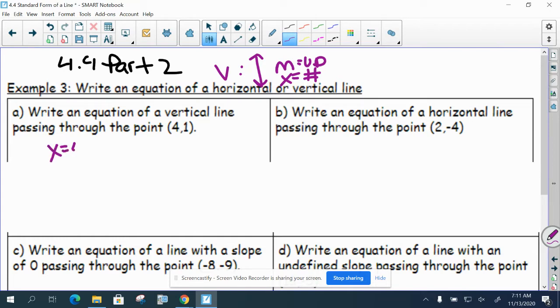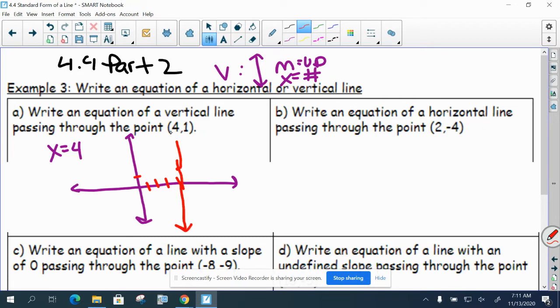be x equals 4. So if you were to graph this, for example, let's draw an x and y axis, and if you were to plot the point 4, 1, the equation would go vertical through that point and through x equals 4 on the x-axis. All right, so that's what that line would look like.